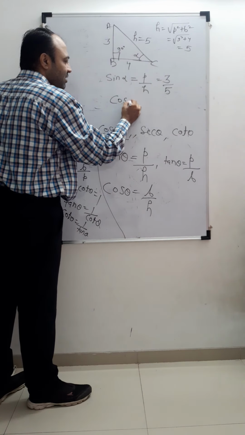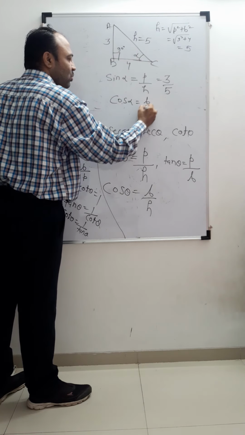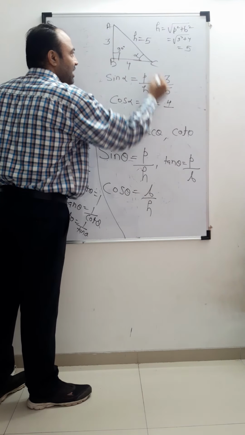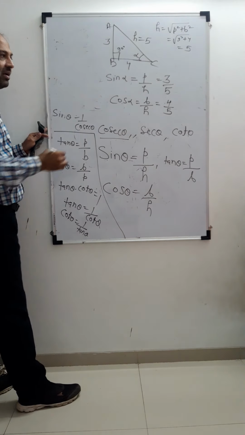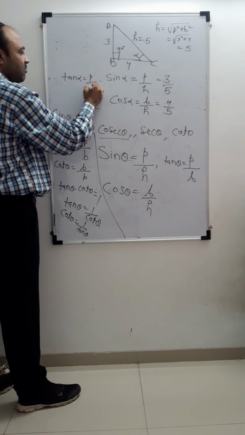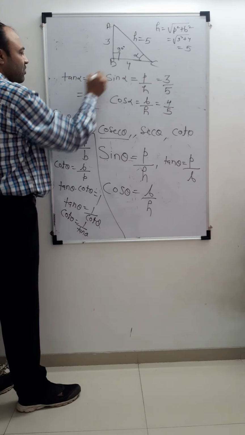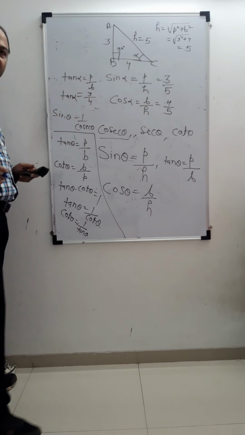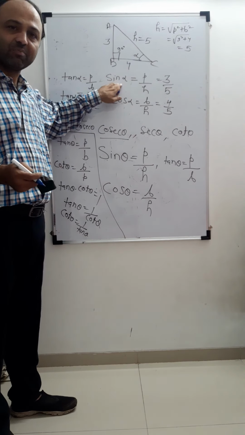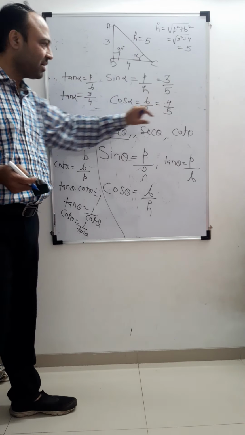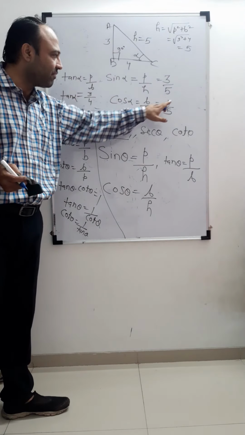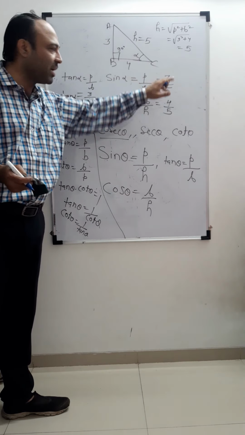What about cos alpha? B by H. We came to know the formula. Cos alpha is B by H. B we have 4, H we have 5, so cos alpha is 4 by 5. Now what about tan alpha, which is P by B. P is 3, B is 4. So tan alpha is 3 by 4. Once you have sine alpha, cos alpha and tan alpha, you can get the remaining: cosec alpha is the opposite of this, sec alpha flip this, cot alpha flip this value. Cot alpha is 4 by 3, sec alpha is 5 by 4, cosec alpha is 5 by 3.